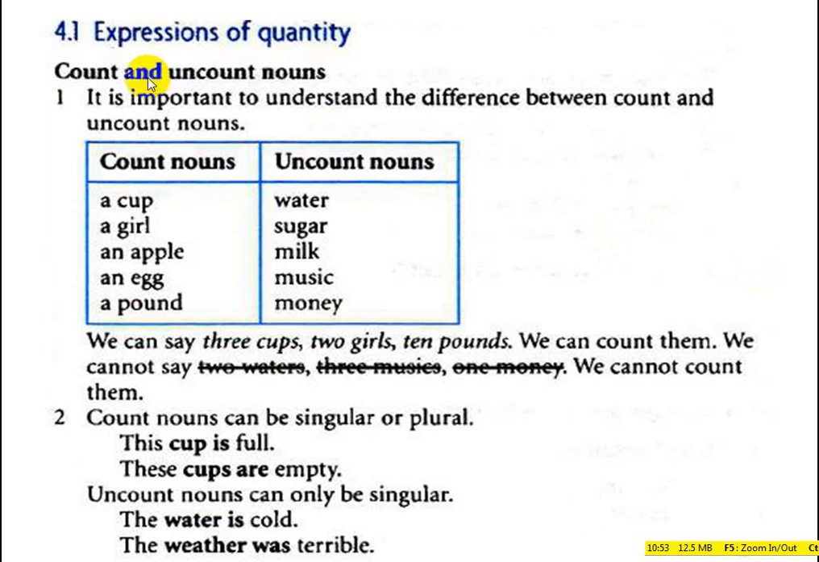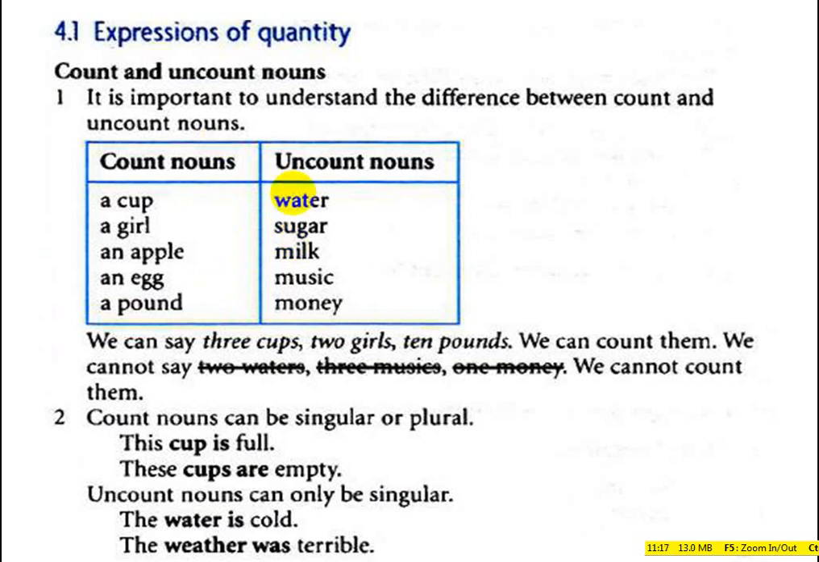First of all, count and uncount nouns. It is important to understand the difference between count and uncount nouns. The countable nouns are a cup, a girl, an apple, an egg, a pound. Uncountable nouns are water, sugar, milk, music, money. Countable nouns are the nouns that can be counted, uncountable nouns cannot be counted.